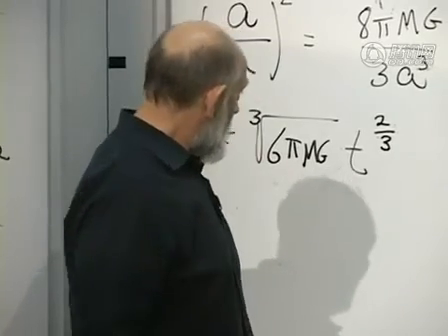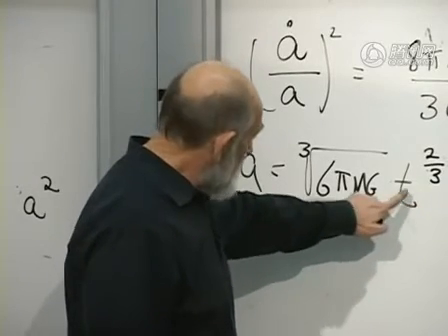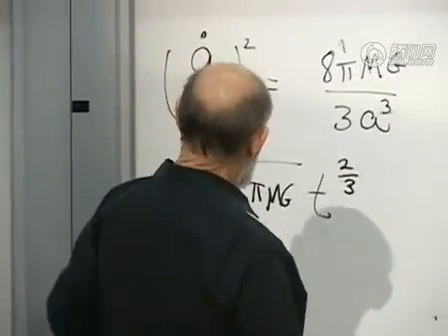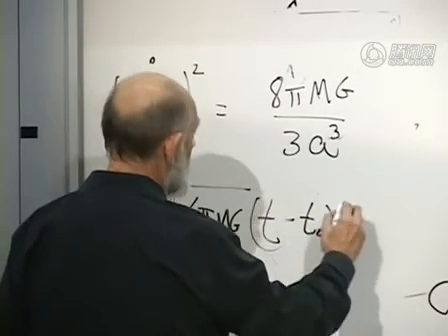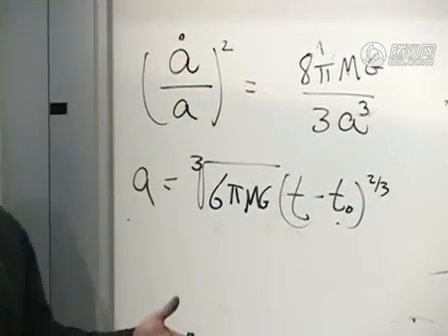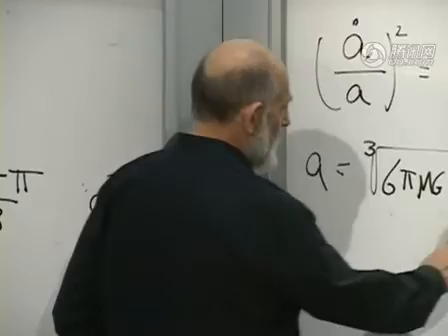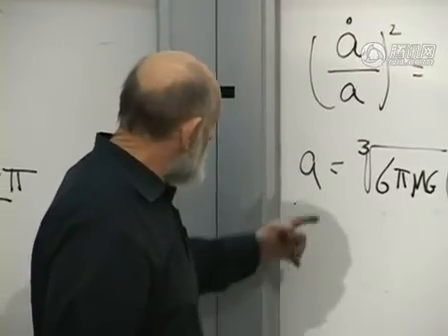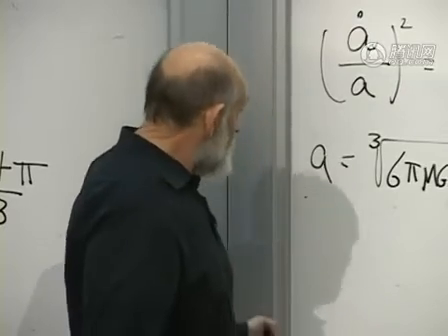Yeah, the unknown constant can be absorbed into a shift of what you call t equals 0. Notice that at t equals 0, the scale factor goes to 0. You can put the unknown constant into the form t minus some t0 to the 2/3, but then it's just a shift of what you call t equals 0. So once you say that t equals 0 corresponds to the time at which a is equal to 0, there's no more constants left.